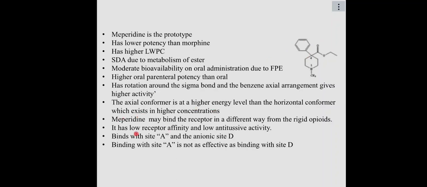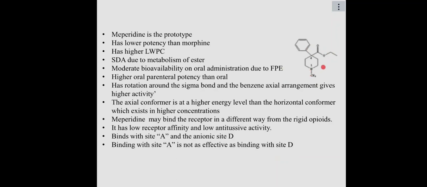The axial conformer in meperidine may bind the receptor in a different way from the rigid opioids. It has a lower receptor affinity and low antacid activity, binds with site A and the anionic site D. So we are only saying it has been found that it has a slight difference in the way it binds the receptor. It is able to bind also the site A. And we have also discussed drugs that are also able to bind site A. Binding site A is not as effective as binding site D. So we are only saying that it is able to bind with site A.